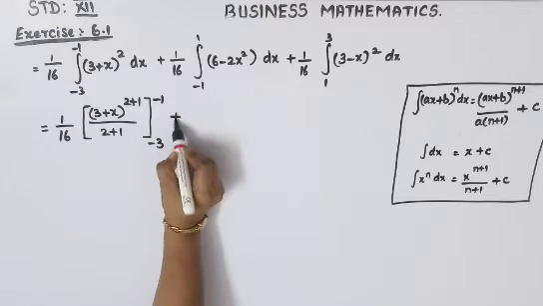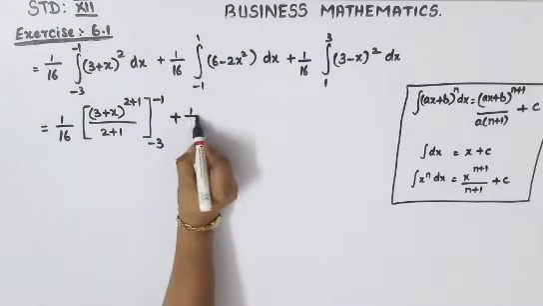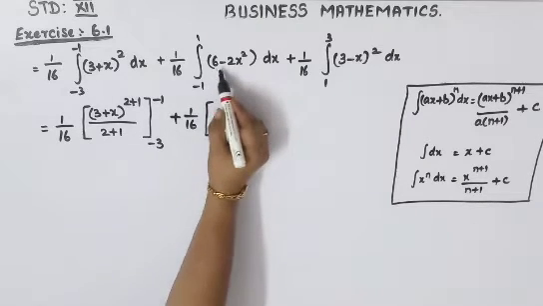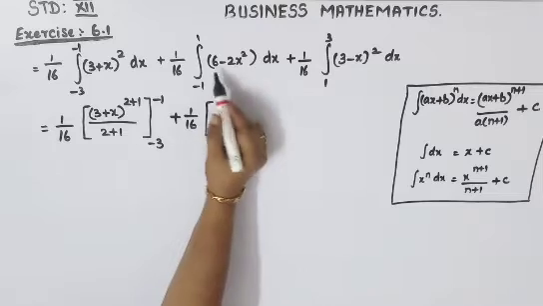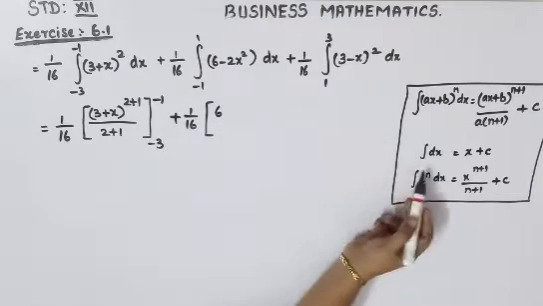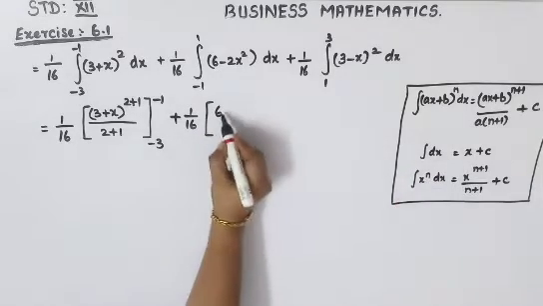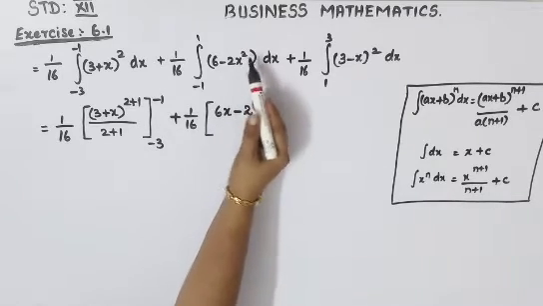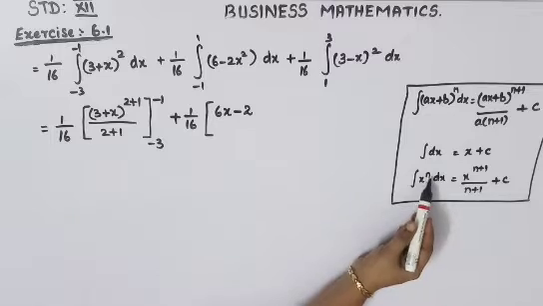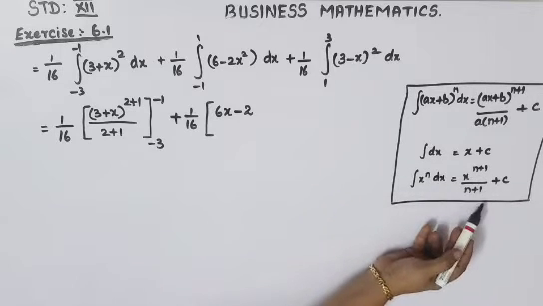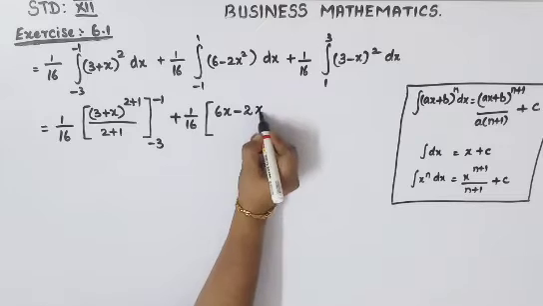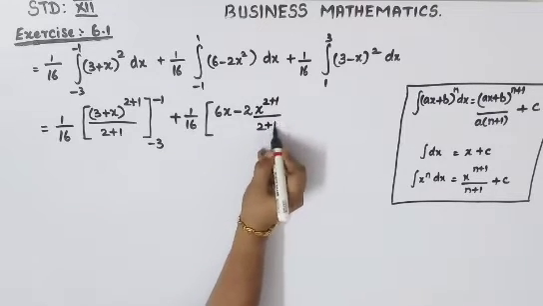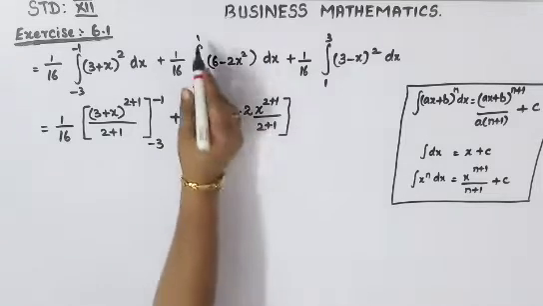So going to your second part, it is 1 by 16. Keep your constant out as it is. Go for your integral. 6 is there, so 6 into dx. 6 is a constant. So integral of dx means you'll get your x. So 6x will be there. Minus 2x square is there. So for x square, straight formula for x power n: it is x power n plus 1 divided by n plus 1. So here x power 2 plus 1 divided by 2 plus 1. So your limit is -1 to 1.